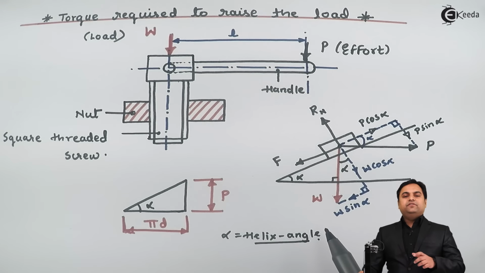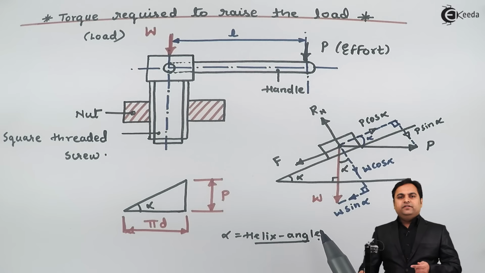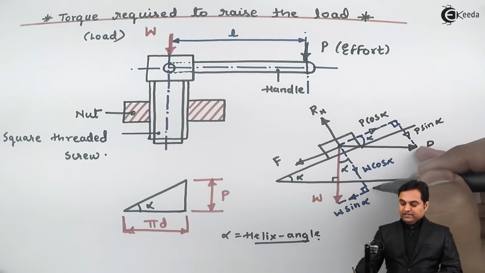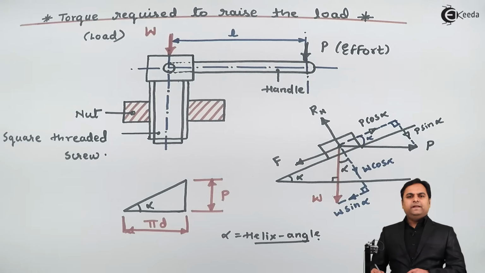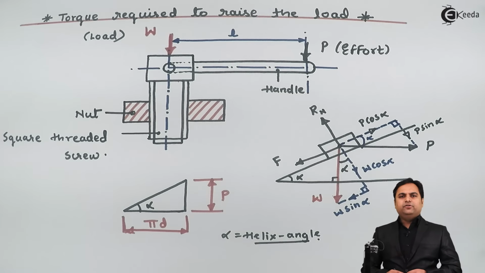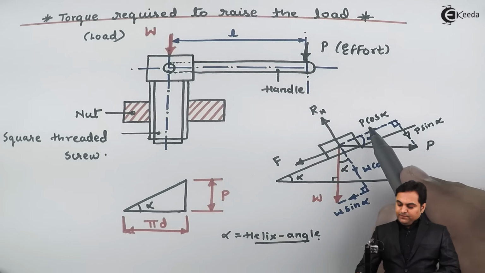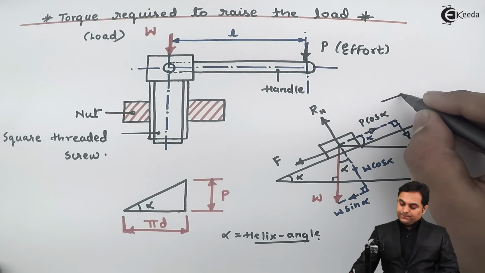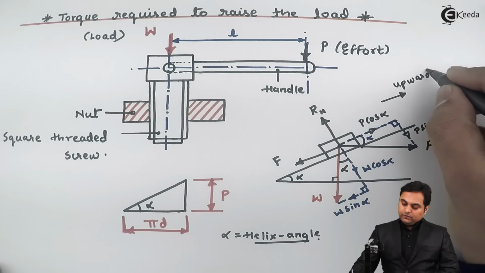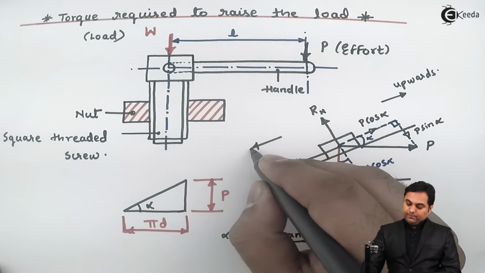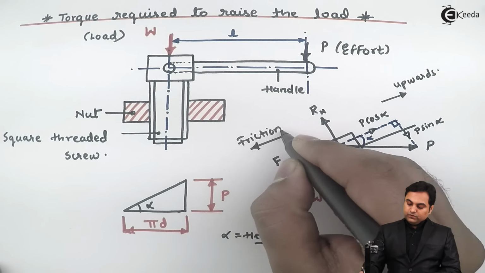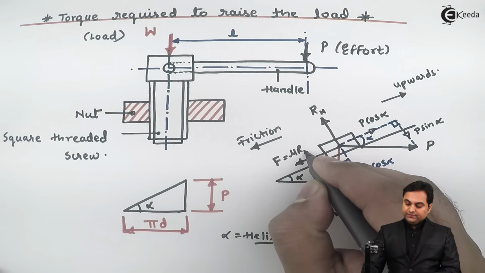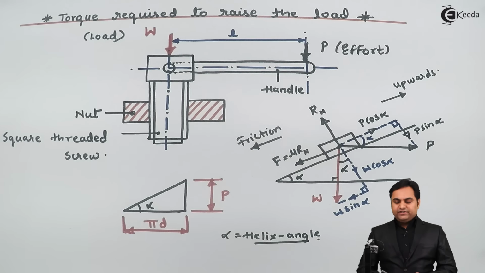Next, as we know that whenever we are keeping any block on a surface, then we are getting a normal reaction. So here is the normal reaction, which is along the line of W cos alpha, because it is perpendicular to the plane, and normal reaction will always be perpendicular to the plane. Then this component of P cos alpha is trying to move the load upwards, but here this would be opposed by friction. So F denotes the friction force which is acting in the downward direction. This F is equal to mu into Rn. So these are the forces acting on square threaded screw.